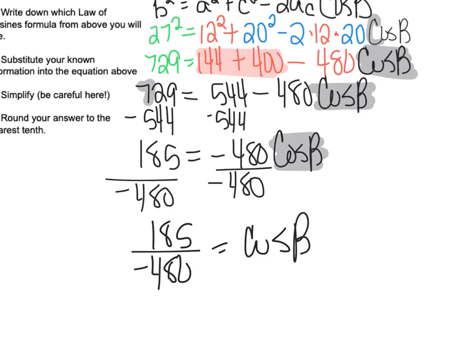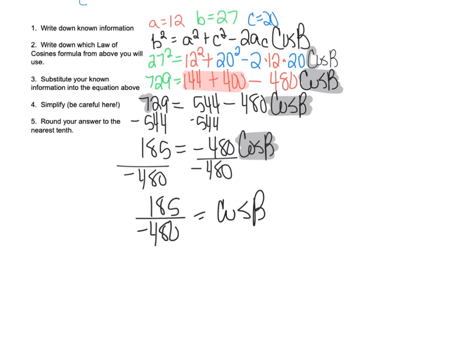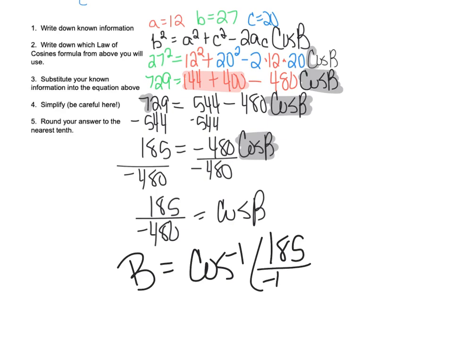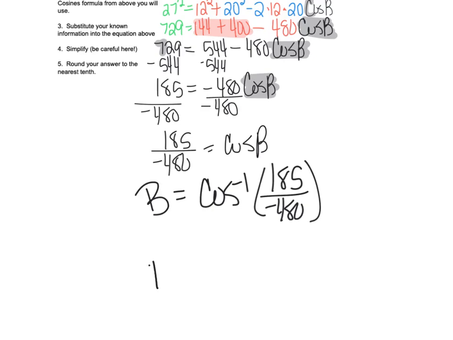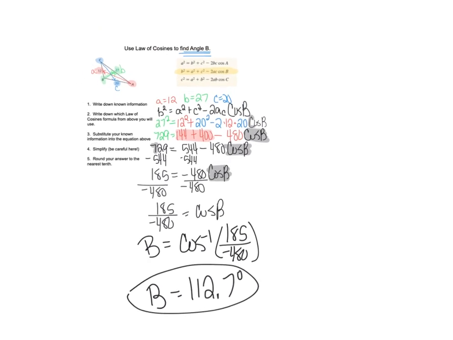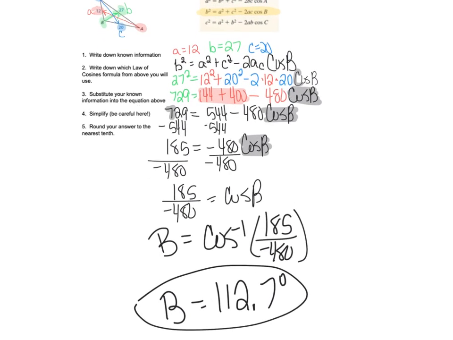Well, if you remember, when we needed to find an angle measure, we needed to use the inverse. So I'm going to know that the angle B is going to be the inverse cosine of my ratio, which is 185 over negative 480. And when I put that into my calculator, I get that B is 112.7 degrees. And again, make sure you're putting this stuff into your calculator every time so that you know if you're doing it correctly, even though I'm doing all the calculating with you.